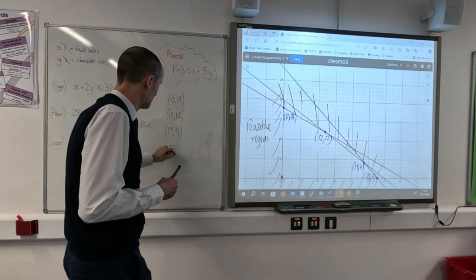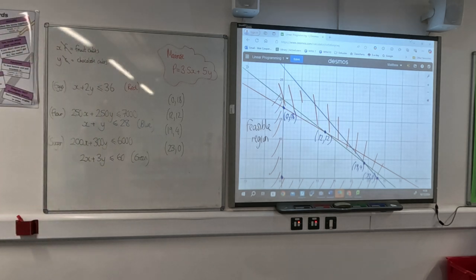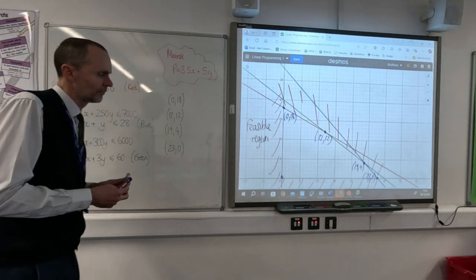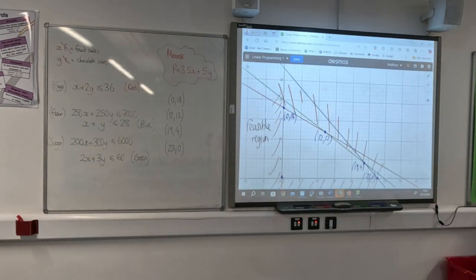That bottom one is 23 and 0. It just so happens that all of our corners are integer solutions, but if they weren't, we'd have to come in to the nearest integer solution. That wasn't an issue here.